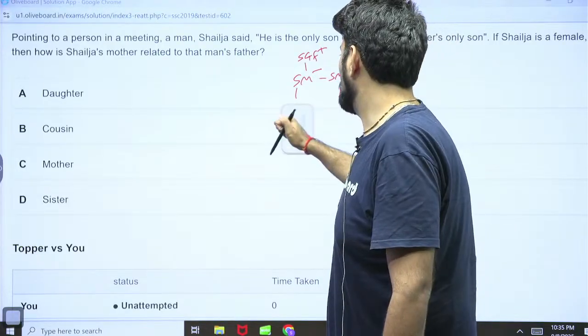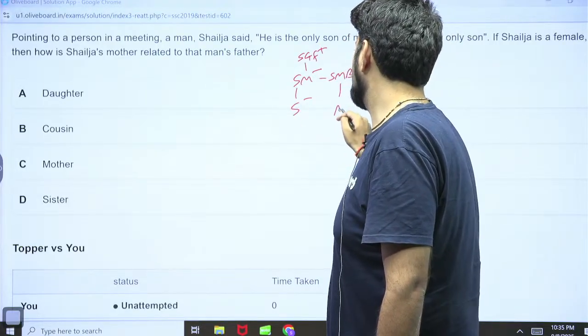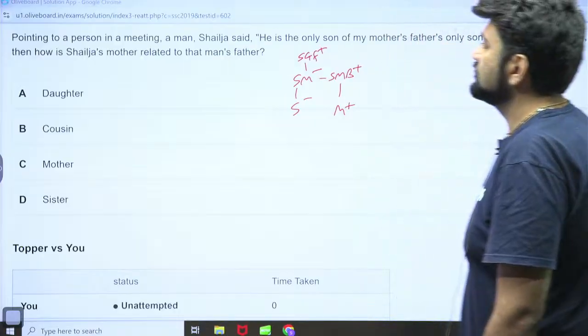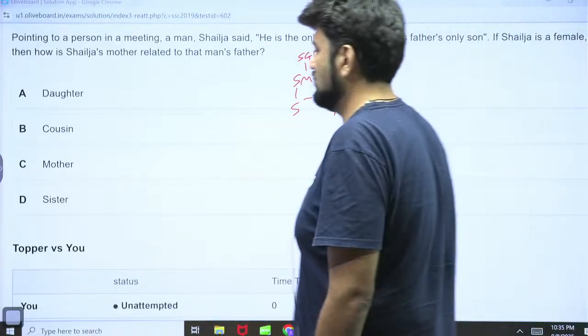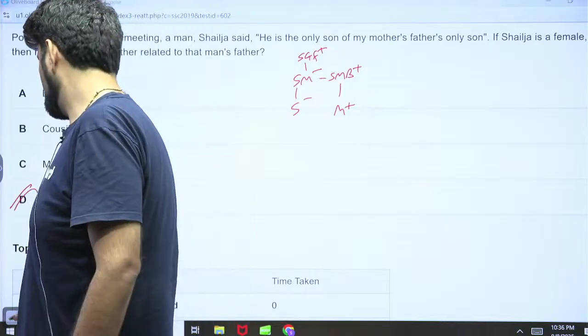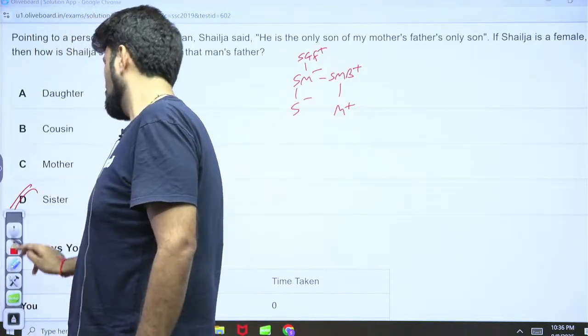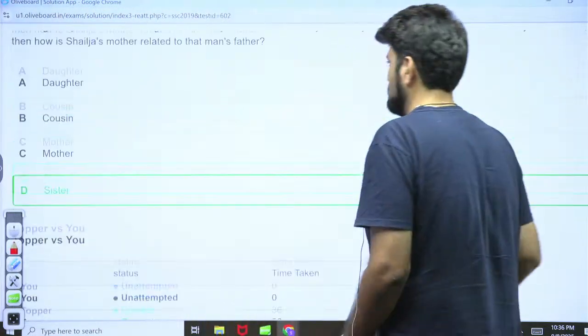Shailja is a female. Oh, okay. This is the man they are talking about. How is Shailja's mother related to that man's father? Sister. Option D. 36 seconds. Very nice.